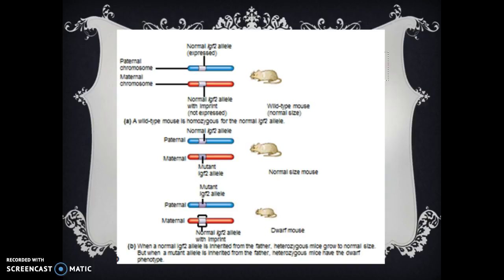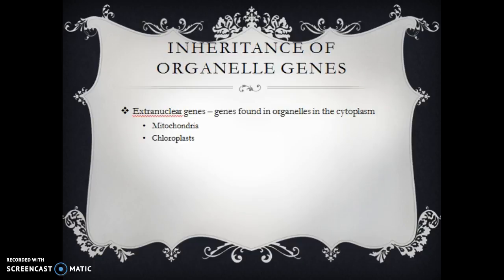One last note on genomic imprinting. It's not always the dad's chromosome. It's just dad's chromosome in the instance of the IGF2 allele. And the last little bit we're going to be looking at is organelle genes, which are genes that are found outside of the nucleus, and they're found in organelles within the cytoplasm. Hopefully you recall that there's 2 organelles that do have their own DNA, and that would be the mitochondria and the chloroplasts, which is why we actually think these were once organisms that existed outside of cells, and that's because they have their own DNA.